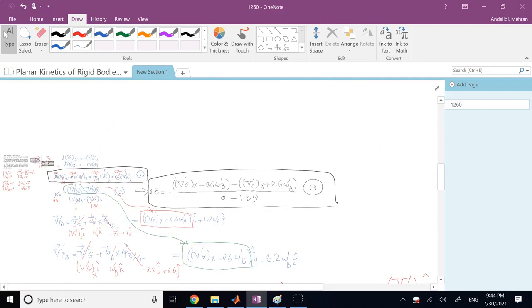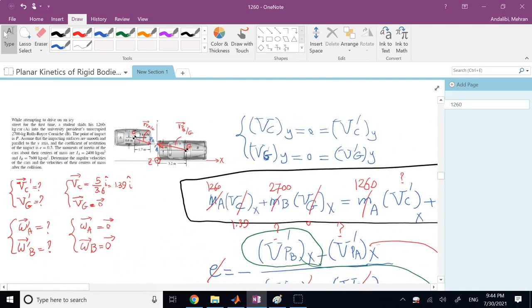And this way you can analyze what's going to happen when two cars as rigid bodies have a collision.